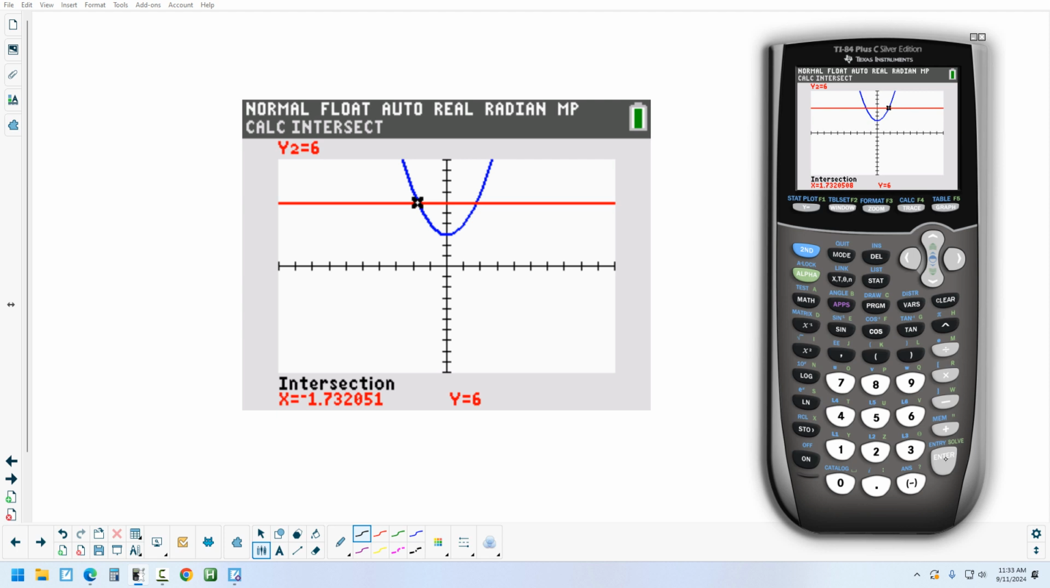All right, so any questions on intersections? That's pretty much everything you need to know. And it will always ask you those three questions. First curve, second curve, guess.